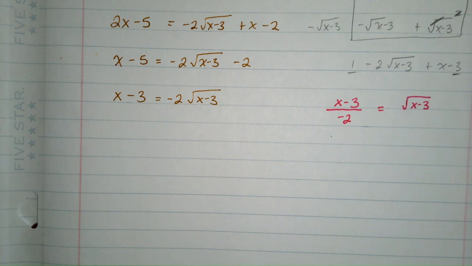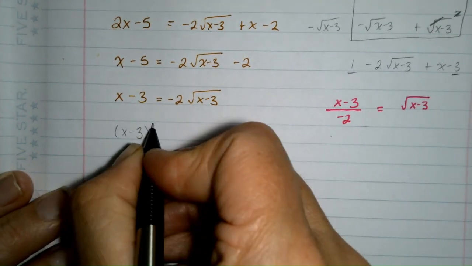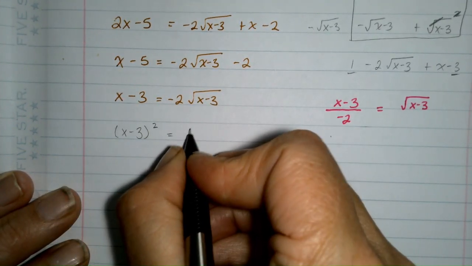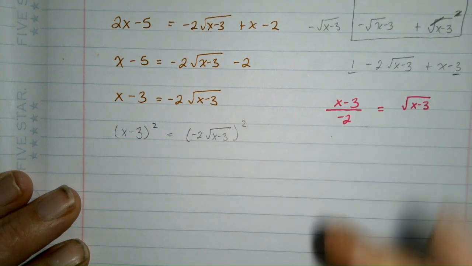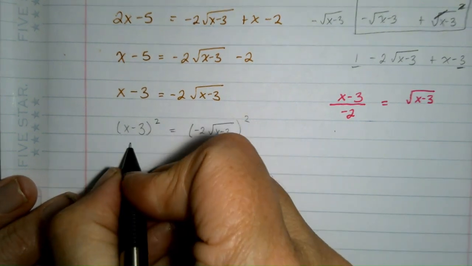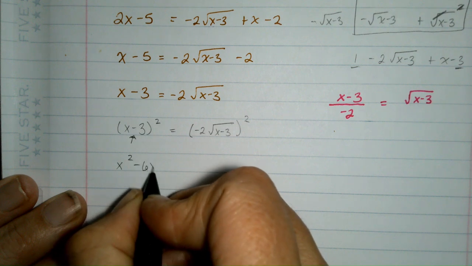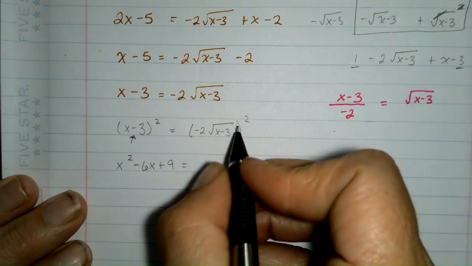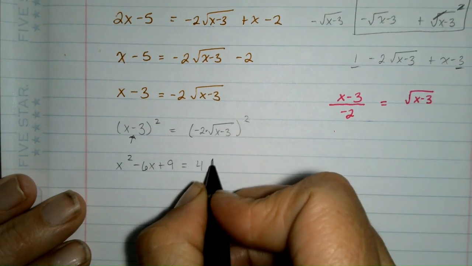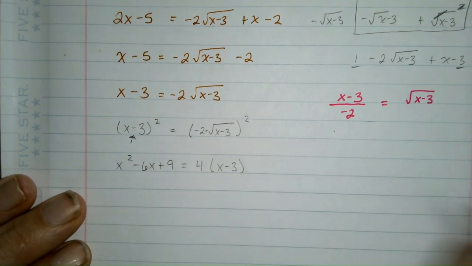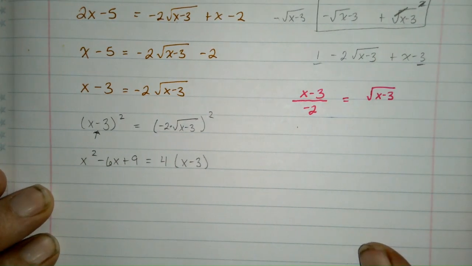Okay, so if I square both sides, I'm going to get x minus 3 squared equals negative 2 root x minus 3 squared. Now this is a binomial because of the minus, and we're going to get x squared minus 6x plus 9. Here this is a monomial, so each part of the monomial gets squared, so that will give me 4 times x minus 3. Okay, we're going to put a pin in that for a second.